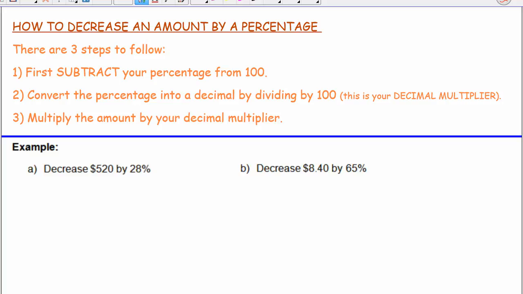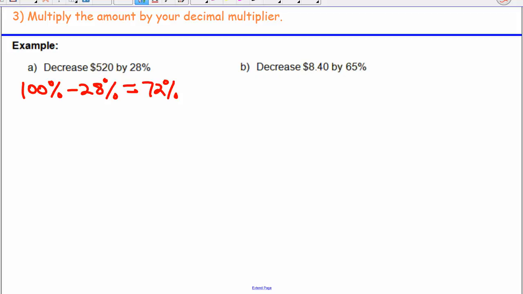So if you want to decrease an amount by a percentage, the first step is you subtract your percentage from 100%. So basically we'll do 100% minus 28%, which will give us 72%, and 72% will be equal to 0.72. Now this is our decimal multiplier.